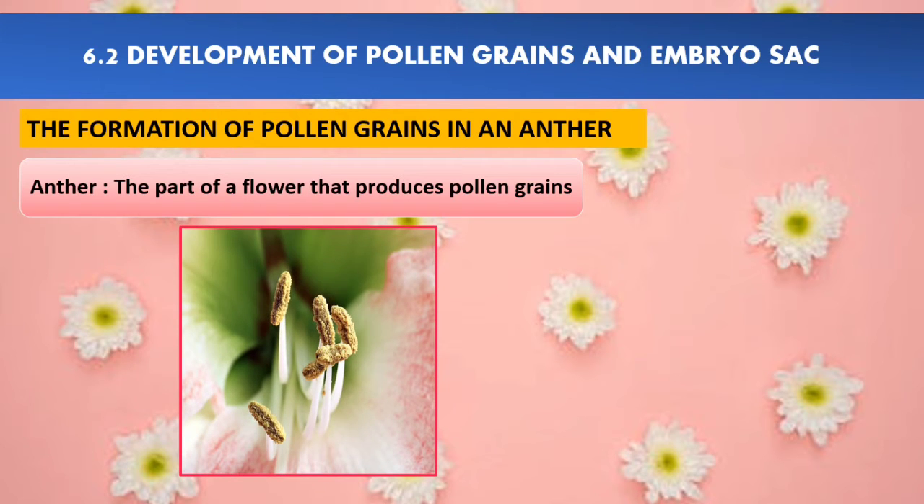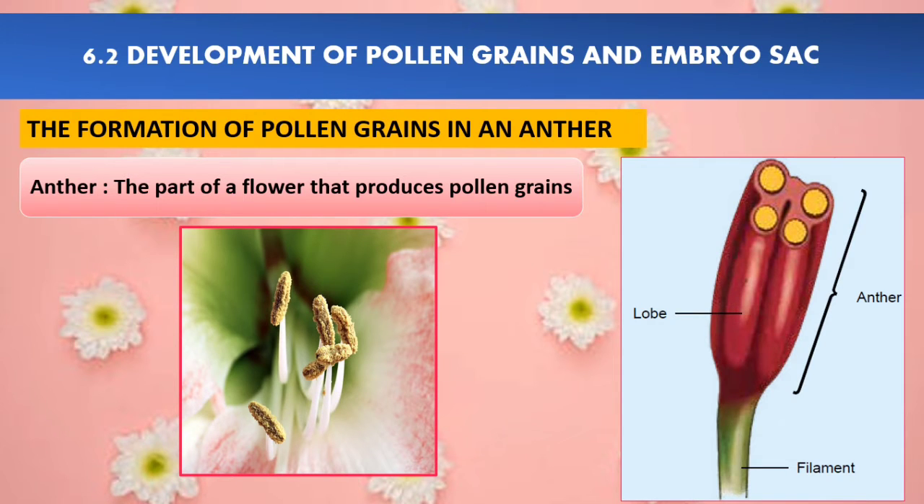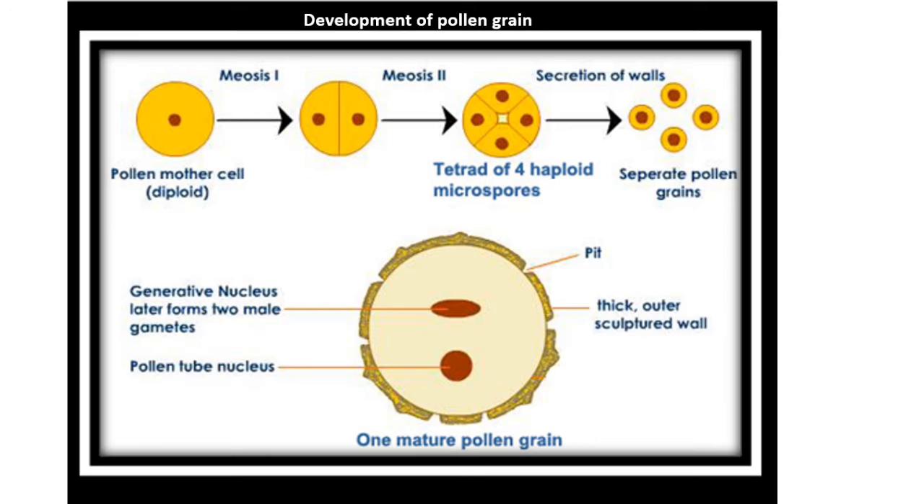This is the structure of anther. The anther has 4 lobes and the anther also has the filament as a stalk. So this is the picture of the development of pollen grain. The matured pollen grain has 2 nuclei, the pollen tube nucleus and the generative nucleus. Let's discuss more about the development of pollen grain.